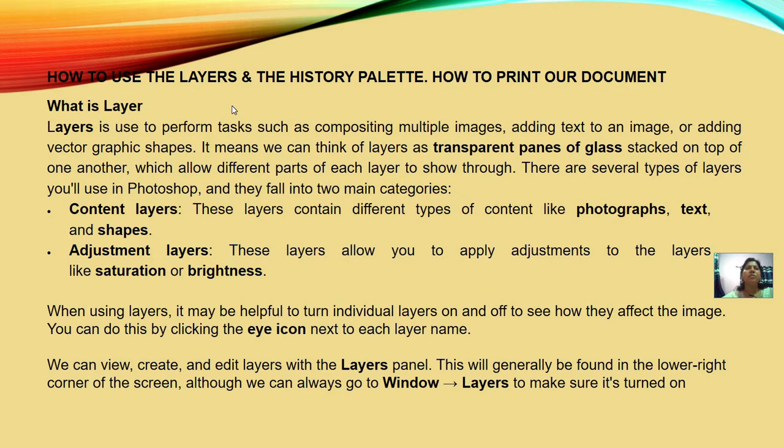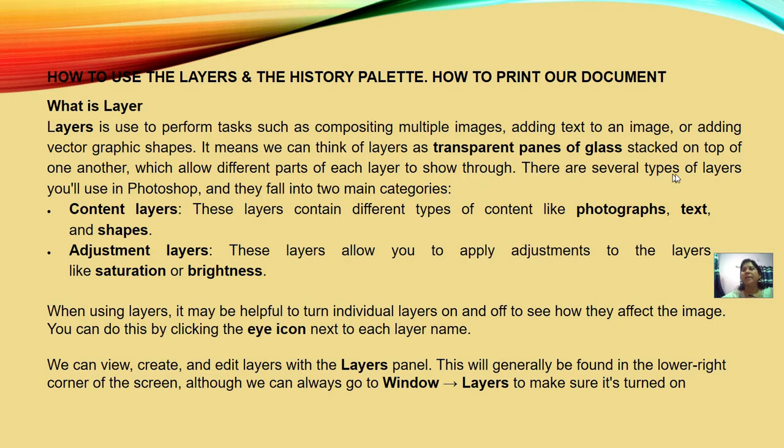Before going to discuss the layer and history palette, what is the basic idea of a layer? A layer is used to perform tasks such as compositing multiple images, adding text to an image, or adding vector graphic shapes. It means we can think of layers as transparent panes of glass stacked on top of one another, which allows different parts of each layer to show through.